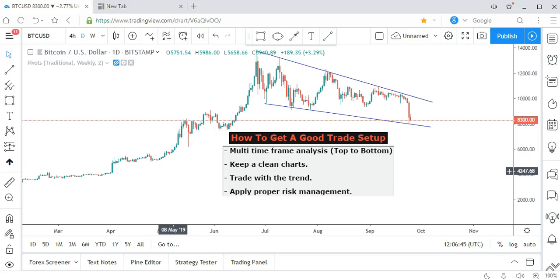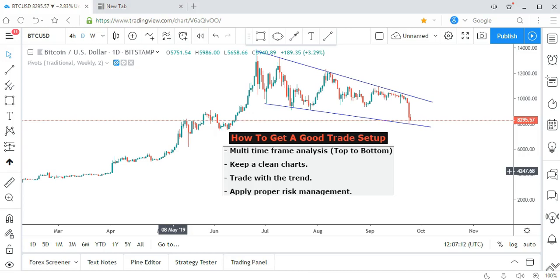So no need to cloud your chart with moving averages, fractals, stochastic, RSI, MACD, and the rest of them. Keep things simple. So you need to keep a clean chart. Then don't forget, trade with the trend. If the trend is bullish, look for bullish opportunities. If the trend is bearish, look for bearish opportunities. If it's ranging, you trade according to the range.